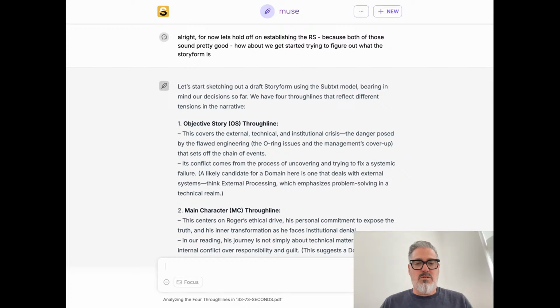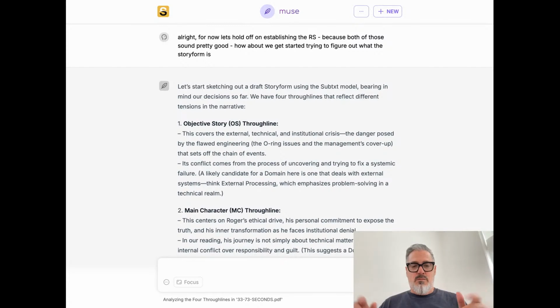Its conflict comes from a process of uncovering and trying to fix a systemic failure. So what we're trying to do here currently is look for the domain of conflict. So there's going to be a bit of a shift in that the terminology is going to be all about finding the source of conflict. So domain, this will be most of what next week will be about, which is form, finding the form. So we have the perspective. Now, like, what shape does it look like?